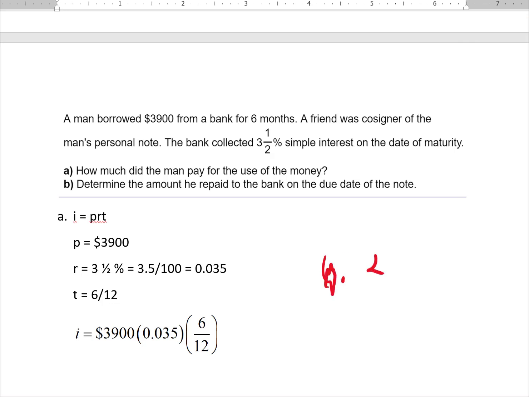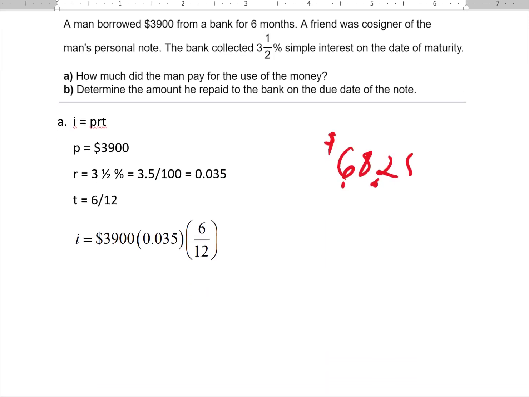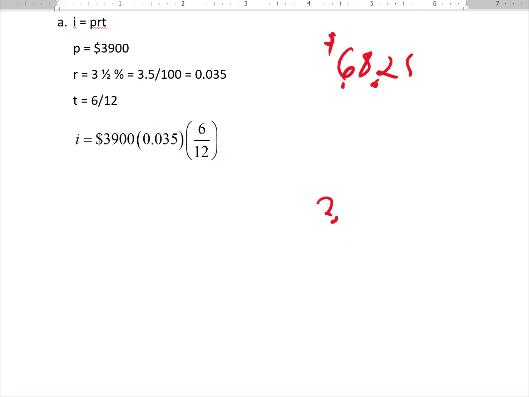$68.25 is the interest, and the amount paid back is $3,968.25. We add the interest to the amount borrowed to get the total amount that he must repay at the end of the time period.